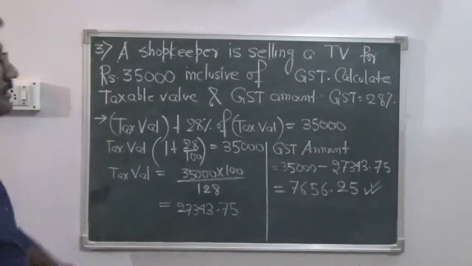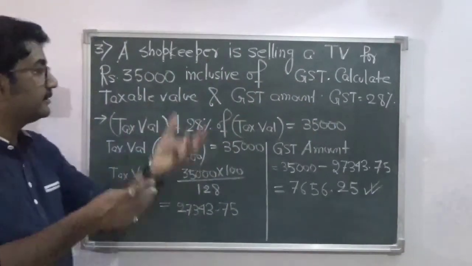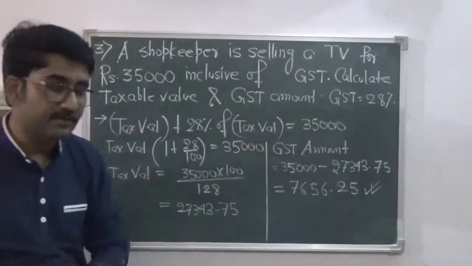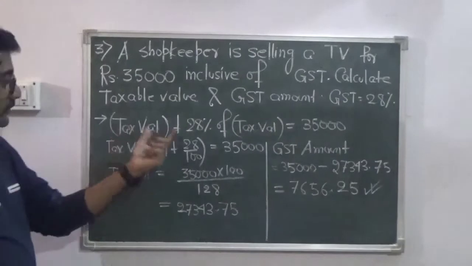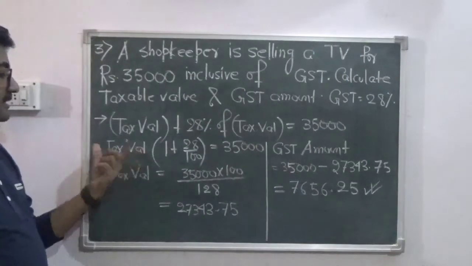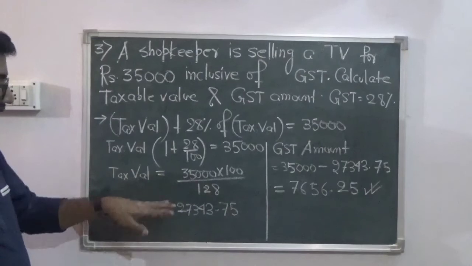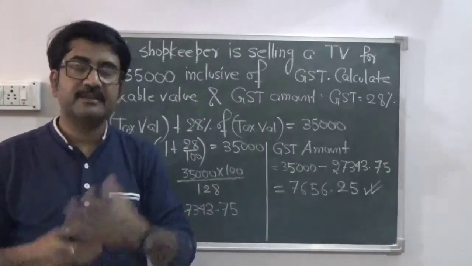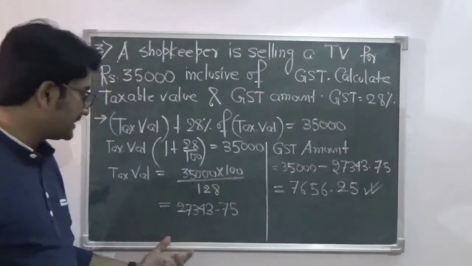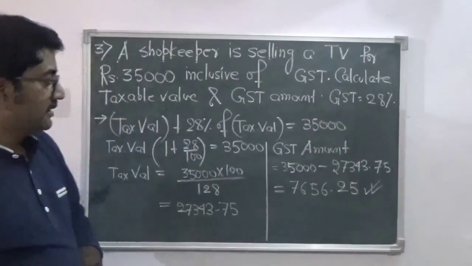A shopkeeper is selling a TV for rupees 35,000 inclusive of GST. The GST is already included within this 35,000. So you need to find the taxable value and the GST amount separately. So taxable value plus 28% of the taxable value will be equal to 35,000. So you take taxable value common, and then it is 1 plus 28 by 100. So from here you get the taxable value as 27,343.75. Then the GST amount will be 35,000 minus this taxable value, coming to 7,656.25. Have a look.